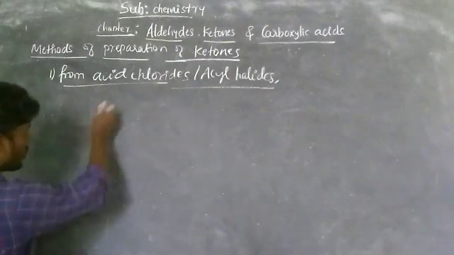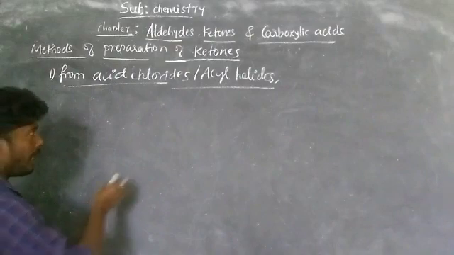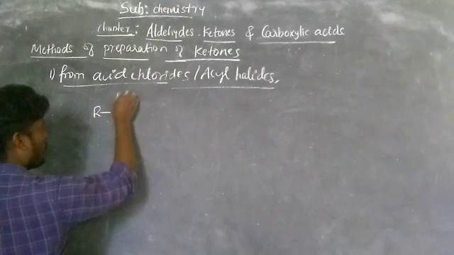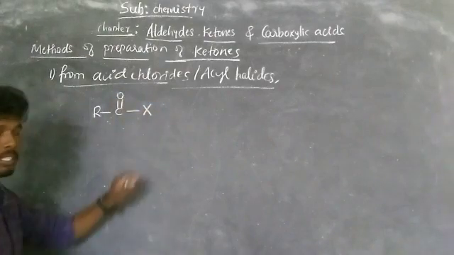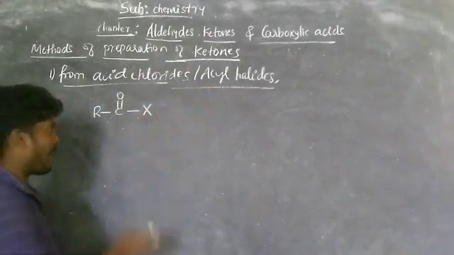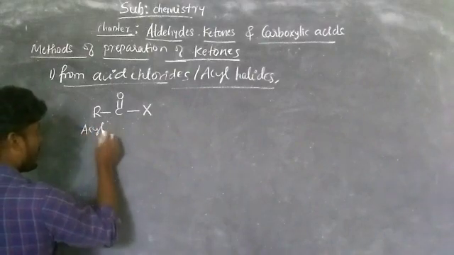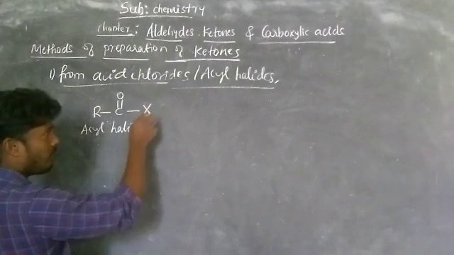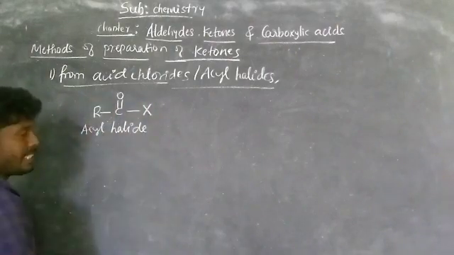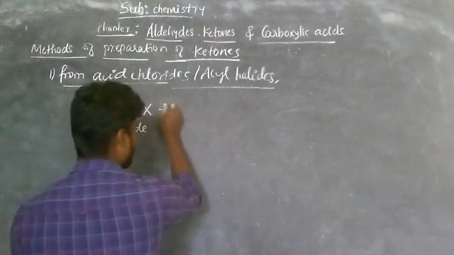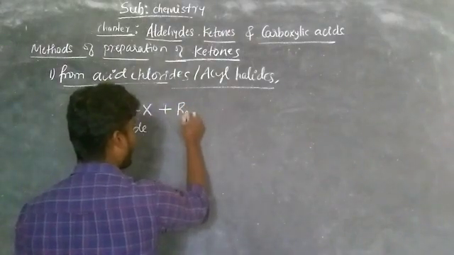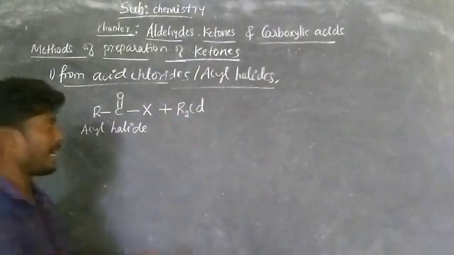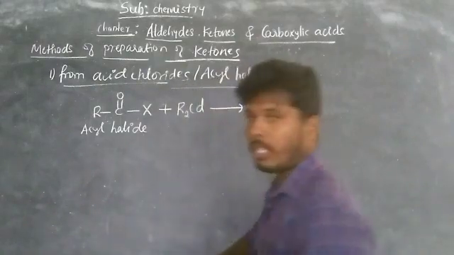See the chemical reaction: acid chloride or acyl chloride or acyl halide. The general reaction is R-C double bond O-X. So this is called a halide, that is acyl halide. If we take chlorine in place of X, we get acyl chloride, which we call acid chloride, which is treated with dimethyl cadmium or dialkyl cadmium. Here R is an alkyl group. Cadmium, dialkyl cadmium, gives the respective ketone.